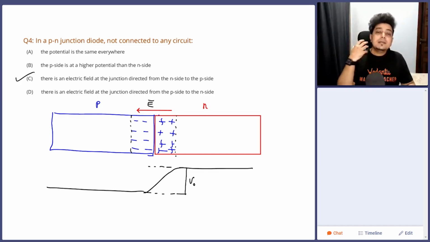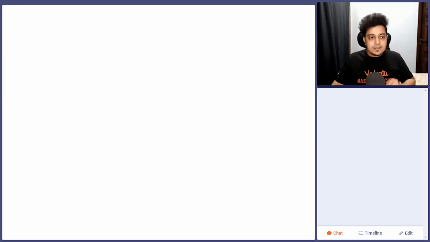N side means electrons will be higher in number here, so those electrons will diffuse into P side. So N side is effectively losing the electrons, so it gets positive charge, and P side is getting those excess electrons, so it gets negative charge, and electric field is from positive to negative. Okay, let's go to next question.